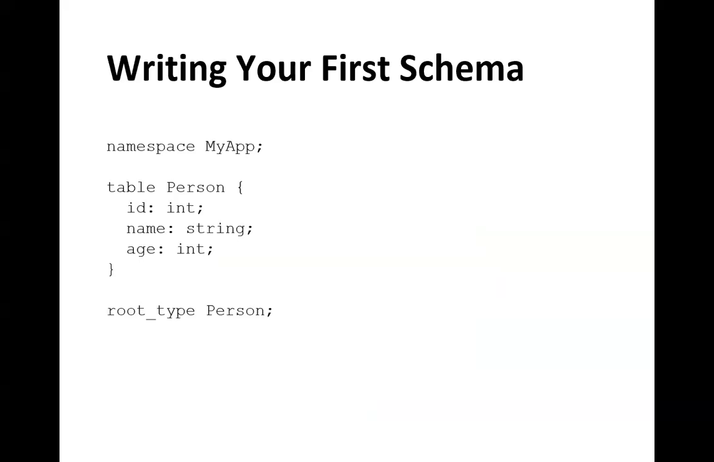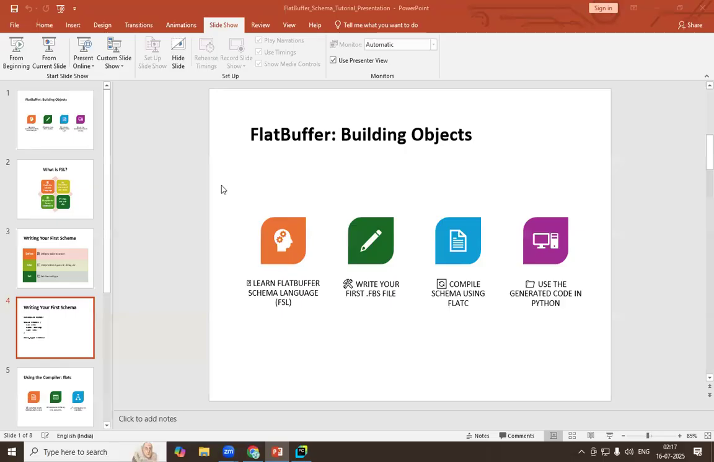So let's break this down. The namespace groups the related types, like a folder. The table defines a structure. A table can be compared to a class, and the id, name, and age are attributes representing a person. And the root type tells FlatBuffer what the main object is. So here the main object is a person object. Now let's save this in an FBS file, and let me show you some hands-on.